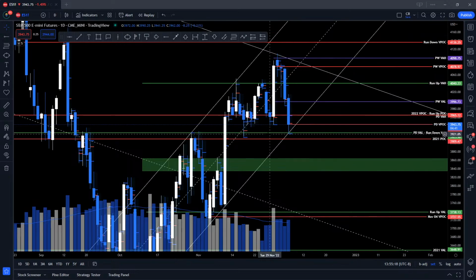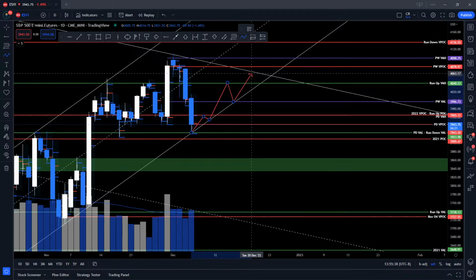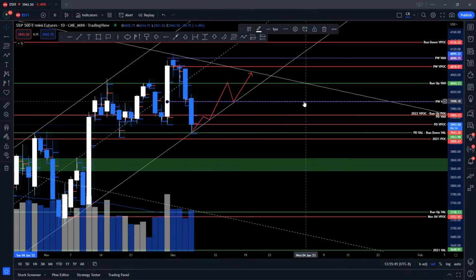This is the previous day value area low and the rundown value area low that we tapped. We're also tapping this trend line at the same time. We could see a bounce. We could see something like this happen. So yeah, we might see some upside tomorrow.